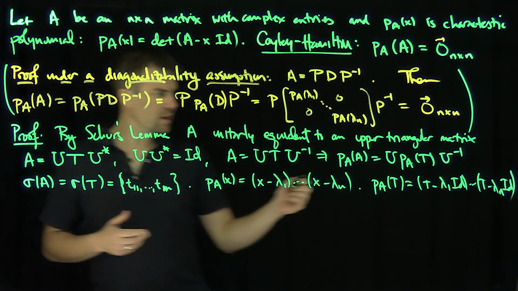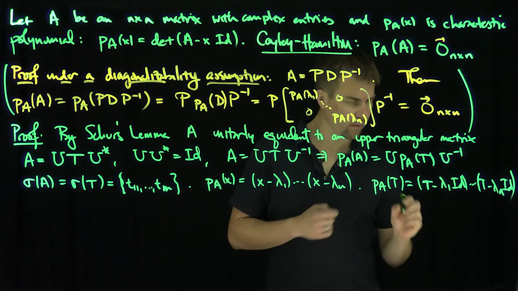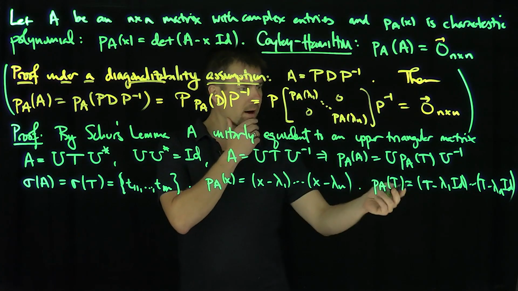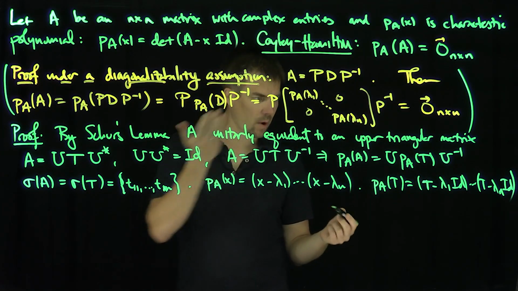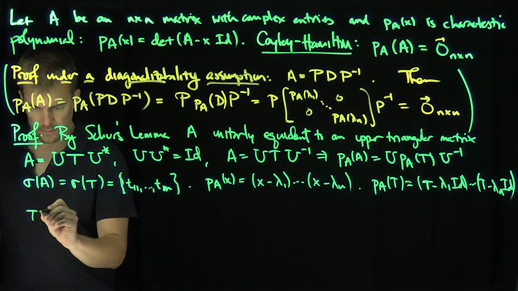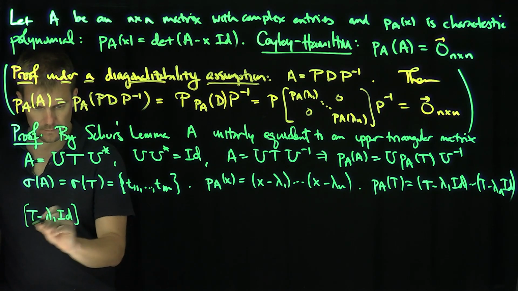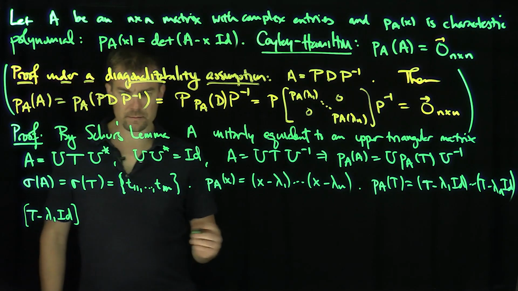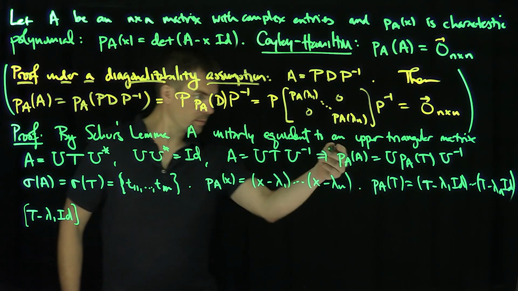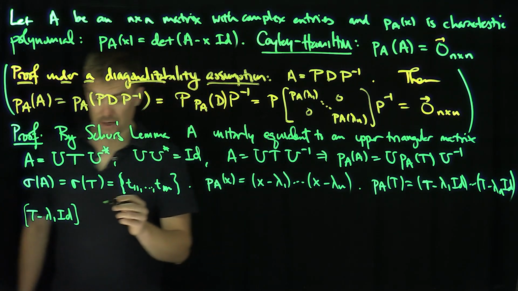Now let's look at the matrix representation of this first factor. So T minus lambda 1 identity has what matrix representation? It has a matrix representation with respect to this U, with respect to the standard basis.